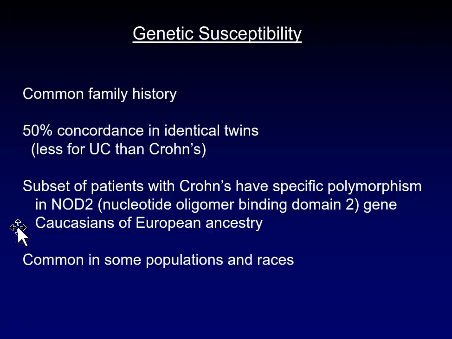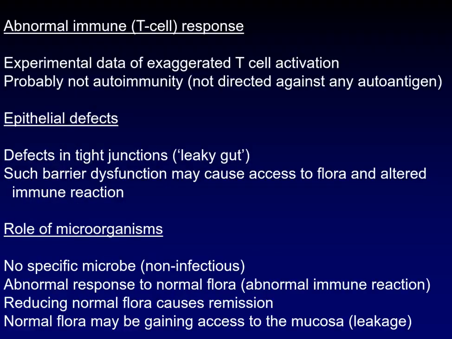Genetic susceptibility is indicated by common family history, fairly high concordance in identical twins, and some specific polymorphism in the nucleotide oligomerization domain 2 gene in Caucasians of European ancestry, common in some populations.